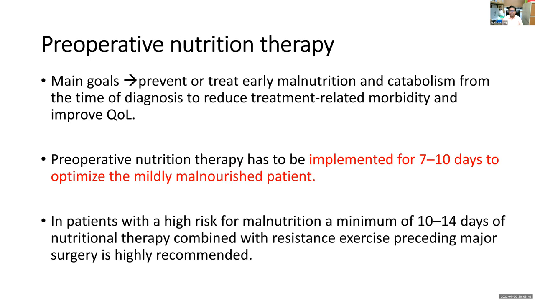When we talk about preoperative nutrition therapy, the main goal is to prevent or treat early malnutrition. That's why, when these patients are being worked up or undergoing neoadjuvant chemoradiotherapy, it's the right time, because it's a catabolic phase. And we know that catabolism itself, with low albumin levels and a cachectic phase, is a reason for morbidity and decreased quality of life. So we need to have preventive strategies at this point itself.